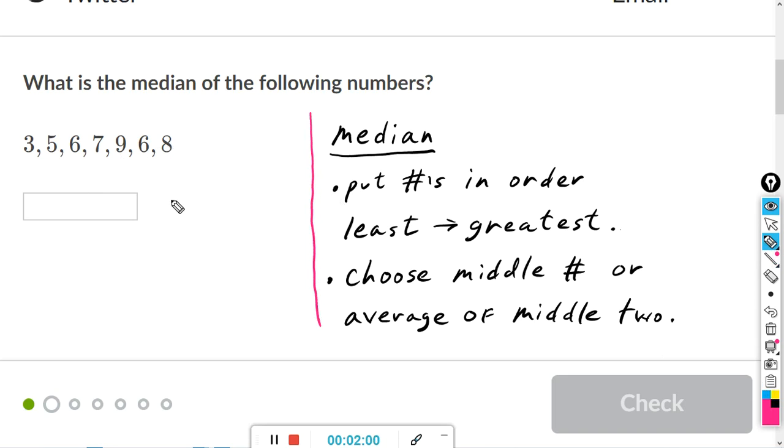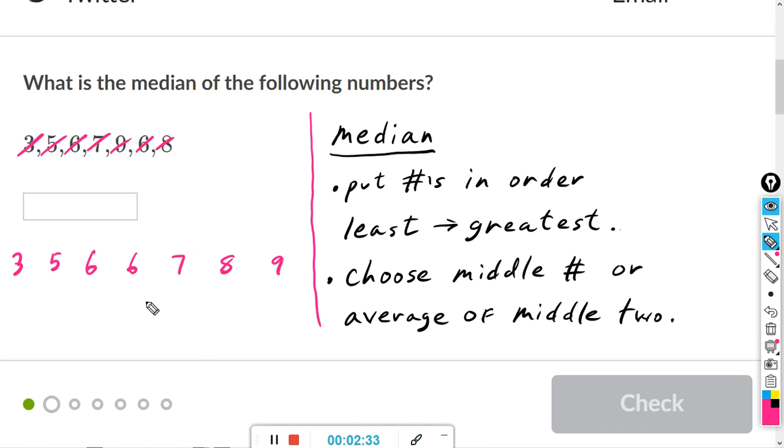So I'm going to place these numbers in order from least to greatest. The smallest number here is 3. The next smallest is 5. And next up would be 6. We have 2 6s. So make sure you write both of them. Next up is 7. Next up is 8. And the last one, or the greatest, is 9.